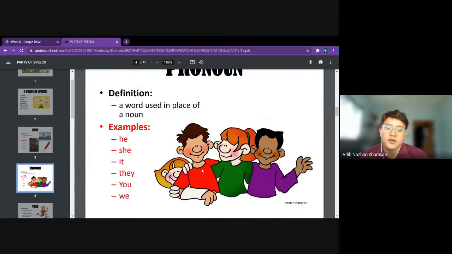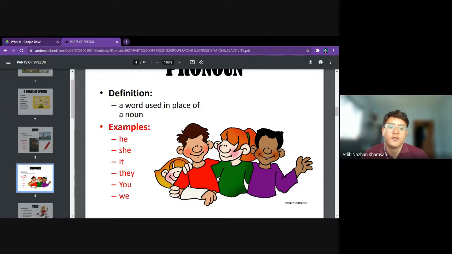A group of friends. Ada lelaki, ada perempuan. This one is a boy in the red shirt, and in the purple shirt is a boy as well, and then the girl is in the green shirt. So he is wearing a red shirt. He, pronoun. She. She is wearing a green shirt, and she has orange hair.